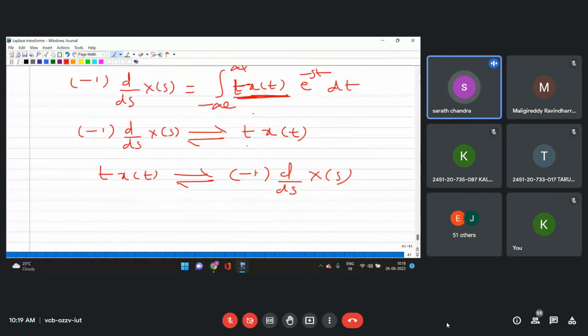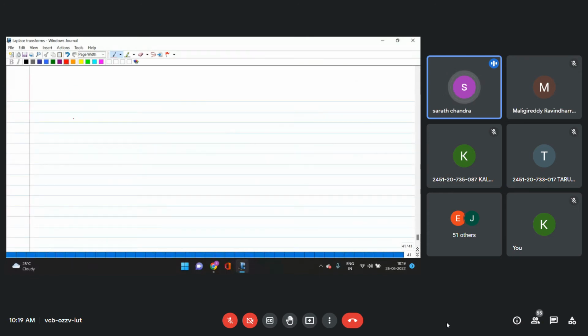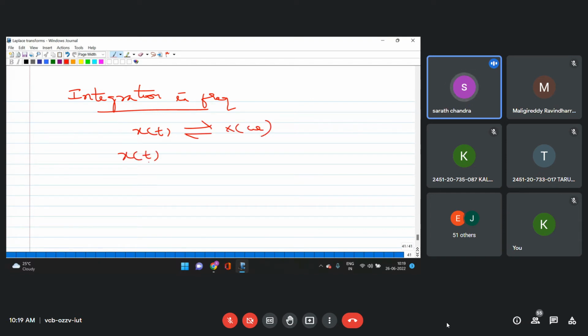Right. So the next property is integration in frequency. What it states is, if x of t is giving x of s, then x of t by t should give the integral from s to infinity of x of s ds, and ROC remains unchanged. If this is R here, this will also be R. So what can be done here? What is it that you understand?